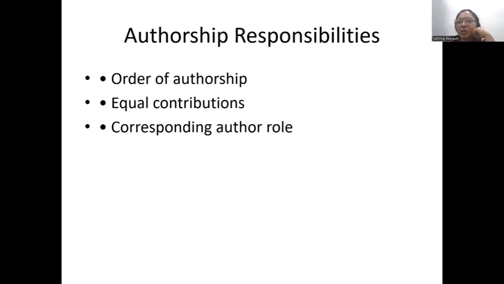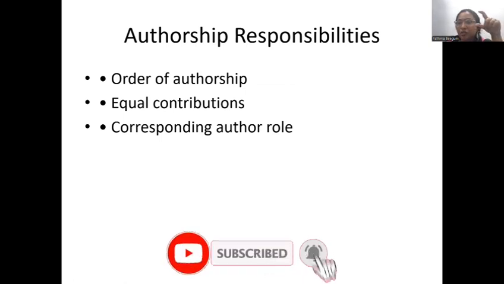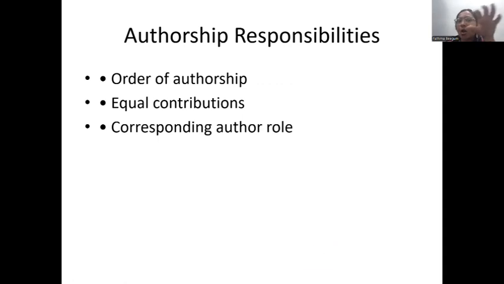Then authorship responsibility is there. You have to state who is the first author. We have to give who is the first author, who is the corresponding author, who is the second author. Like that, the order of authorship should be given. And the contribution each author gave should also be mentioned, and the role of the corresponding author. Corresponding author means the author whom the journal will contact. His or her mail ID should be given for further contact details.